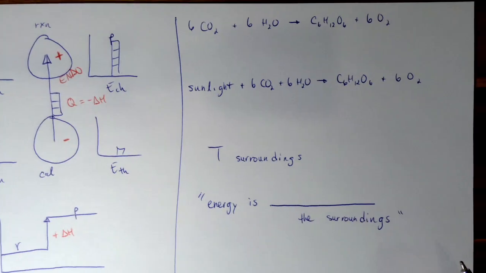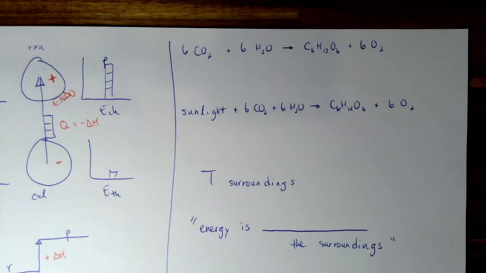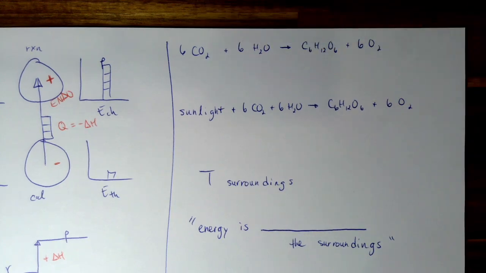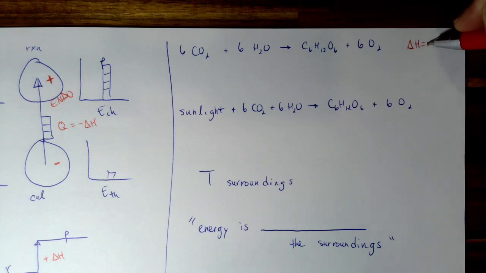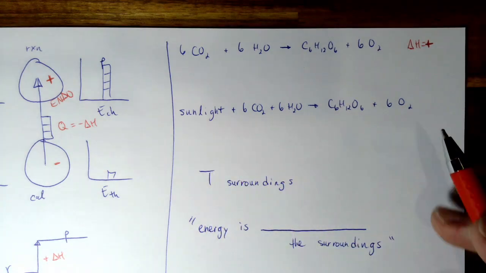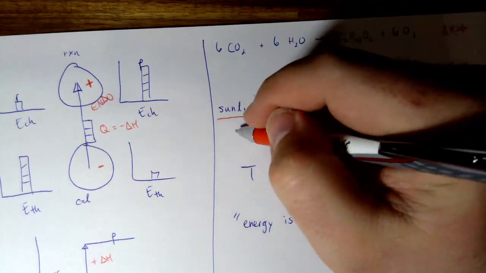Okay, so to wrap things up, let's talk about photosynthesis. So photosynthesis is the most important endothermic reaction that exists. Here's photosynthesis. I could add delta H as a term at the end, and it would be positive to say that energy is going into the system. When I write this as a reaction, I put energy, or sunlight in this case, as a reactant.